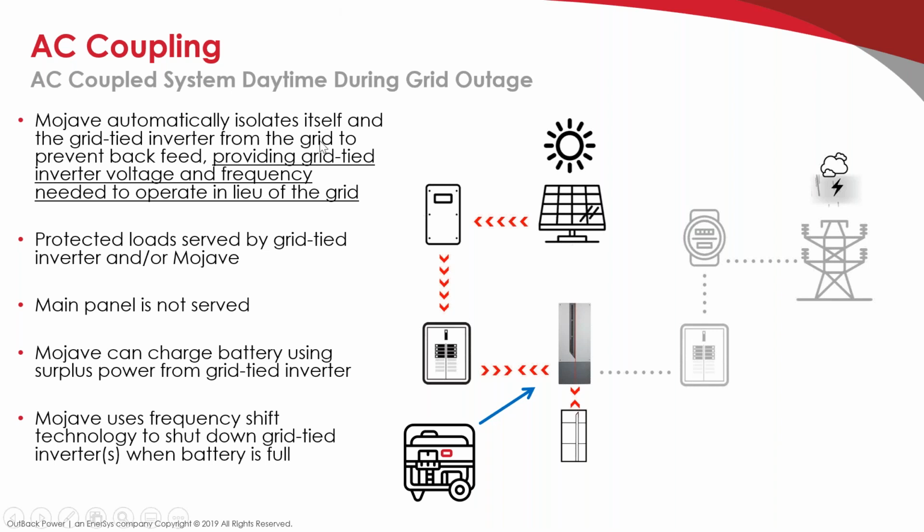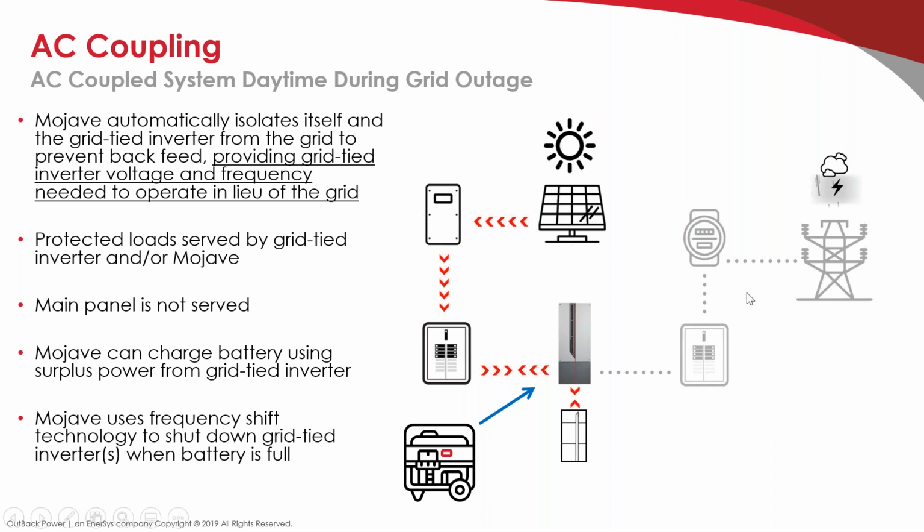So the Mojave automatically isolates itself and the grid tied inverter from the grid to prevent backfeed, right? That's what it does when the grid goes out and there's PV. This is the important part. It provides the grid tied inverter the voltage and frequency needed to operate in lieu of the grid. So in some respects, the Mojave becomes the grid when there is no grid, providing that 60 hertz and that correct voltage signal back to the grid tie inverter to trick it, if you will, into thinking, okay, I've got grid, I can keep working.